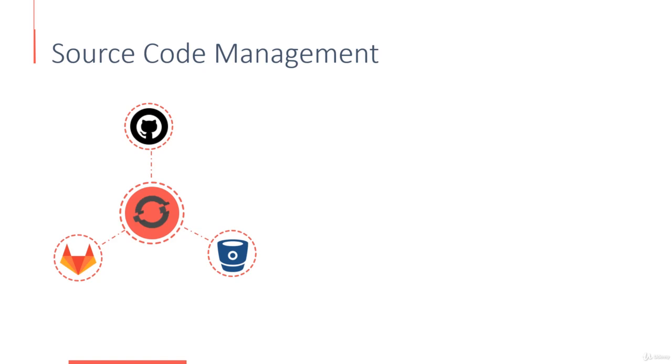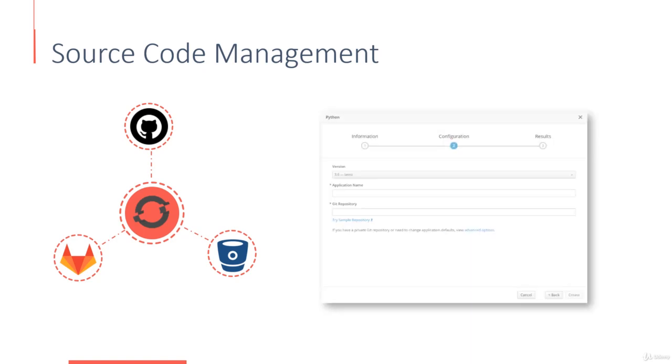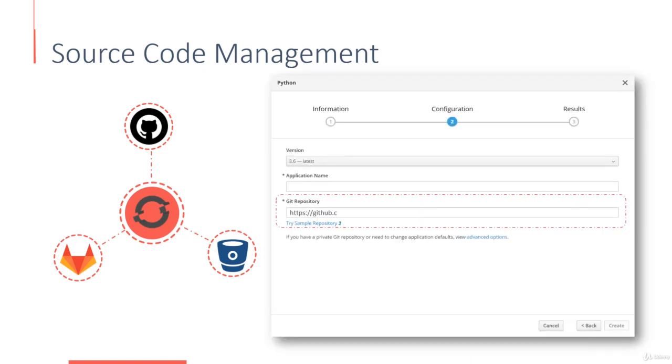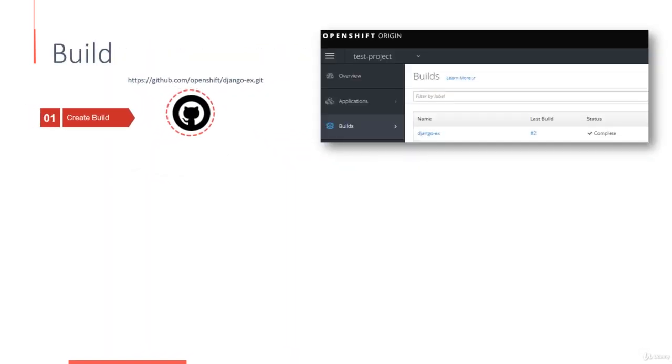When you try to add the application to a project in OpenShift, specify the location of the source code repository in the Git repository field. In this case, we are using a sample application hosted on a GitHub code repository. When you add an application to a project, OpenShift automatically creates a build job for the application using the URL of the code repository specified in the previous step.